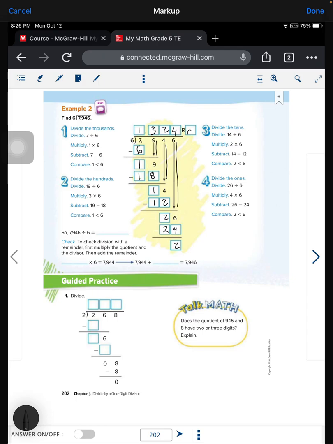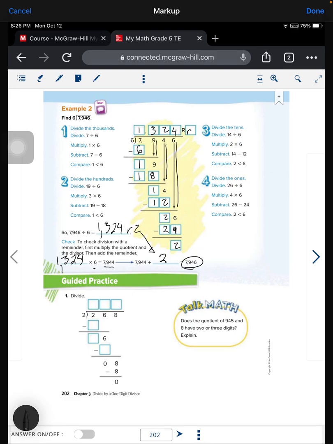In a couple of chapters, they're actually going to have you put a decimal point there and figure it all the way out. But right now, they're okay with us putting remainders. So we could answer right here that 7,946 divided by 6 is 1,324 remainder 2. And if we have 1,324 times 6, it'll equal this number. Then we have to add the remainder 2 to get the original dividend.